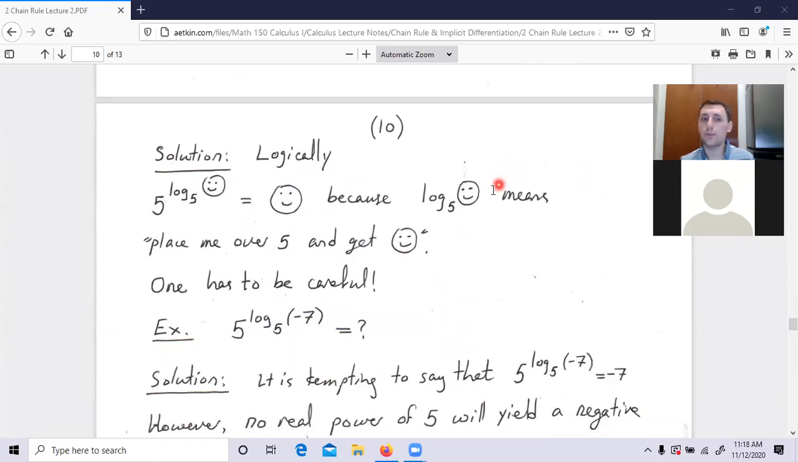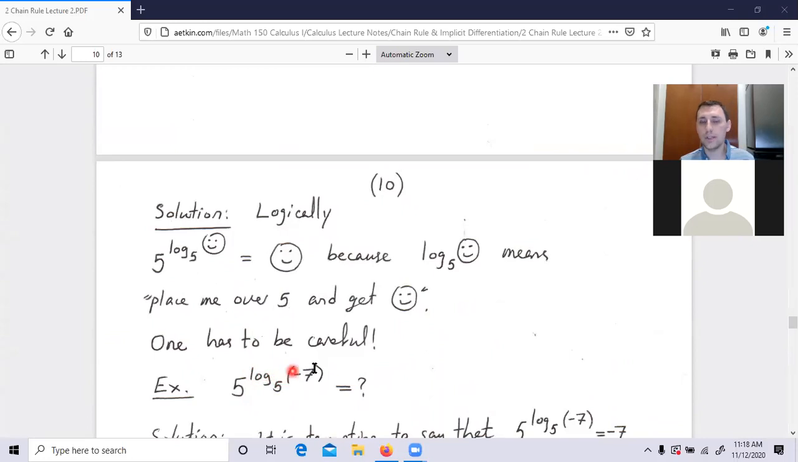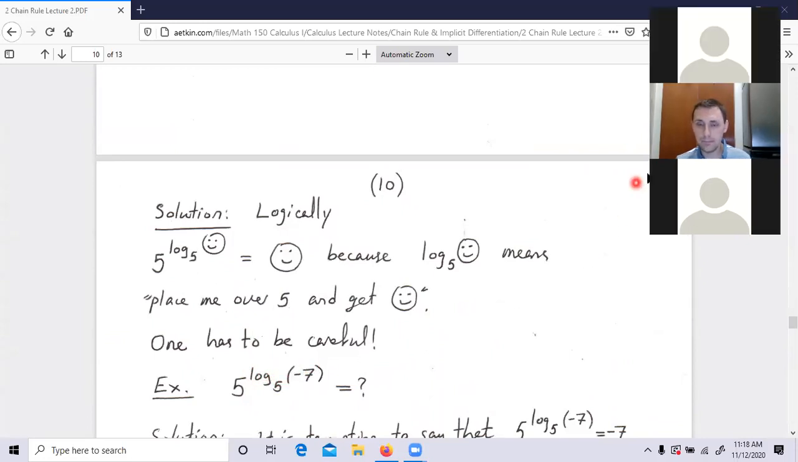Of course, you have to be very careful. What is 5 to the power of log base 5 of minus 7?